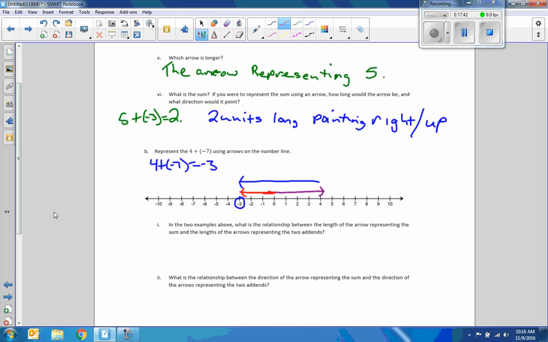I'm trying to decide if I need to write that the length of the arrow representing the sum, this red arrow, is equal to the difference of the absolute values. The absolute value of this is 7. The absolute value of this is 4. If we take the absolute values and subtract them, it is 3. And then it takes the sign of the longer arrow and points the same direction as the longer arrow.